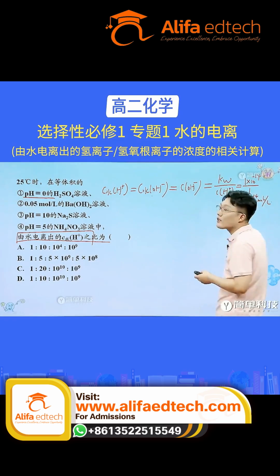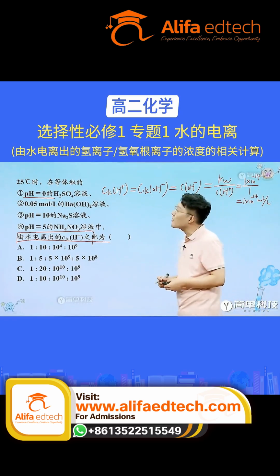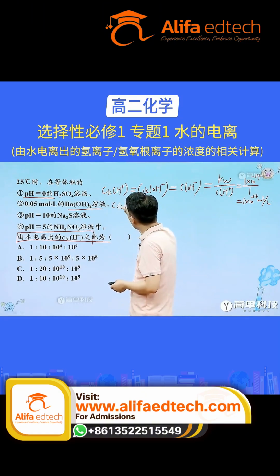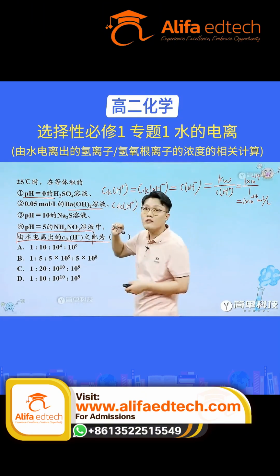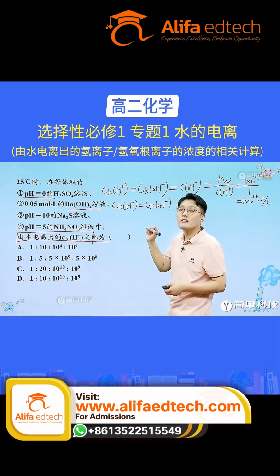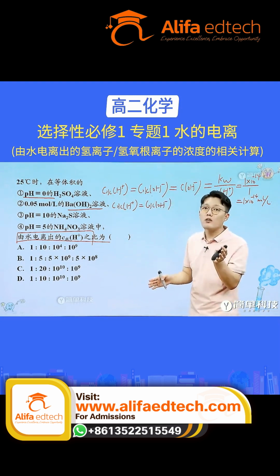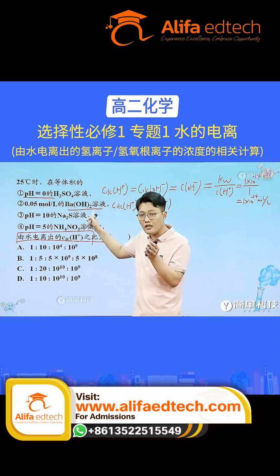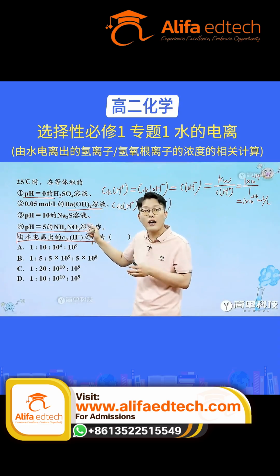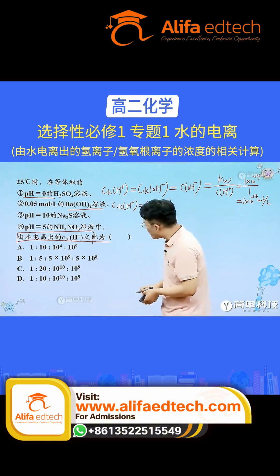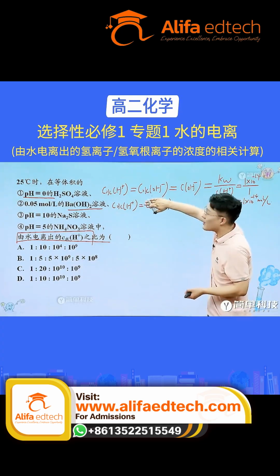For the basic solution, same logic. First, hydrogen ions from water should equal hydroxide ions from water ionization. That's not an issue. What's the key? The key is analyzing the basic solution. Where do hydrogen ions come from? Where do hydroxide ions come from? Where do hydrogen ions come from? From water.